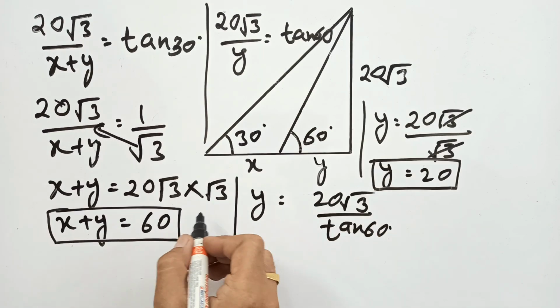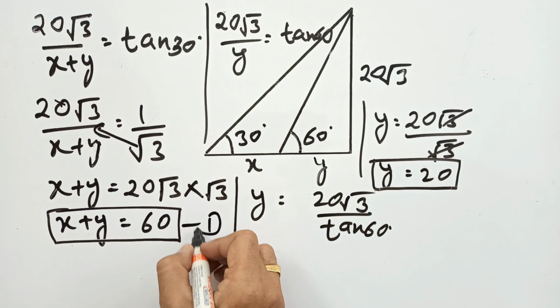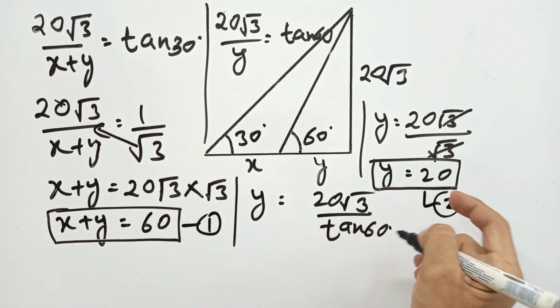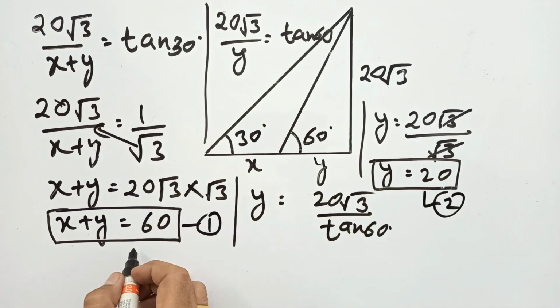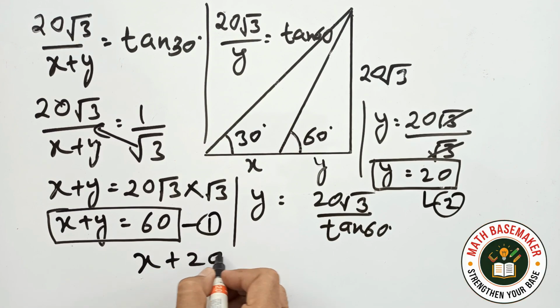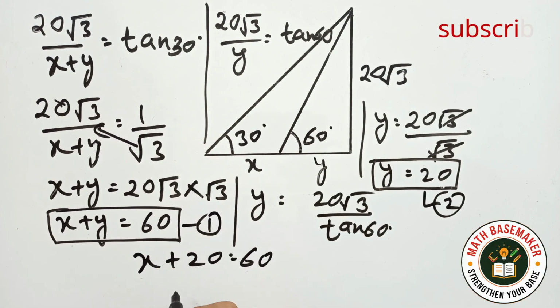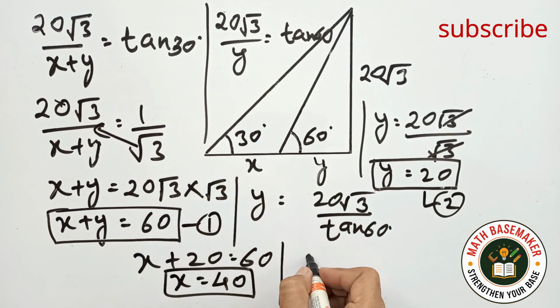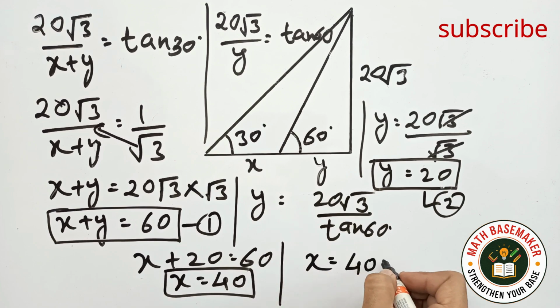Now it's very simple to find x by equations 1 and 2. We'll put the value of y in equation 1. X is equal to 40. So the answer is x is equal to 40 meter.